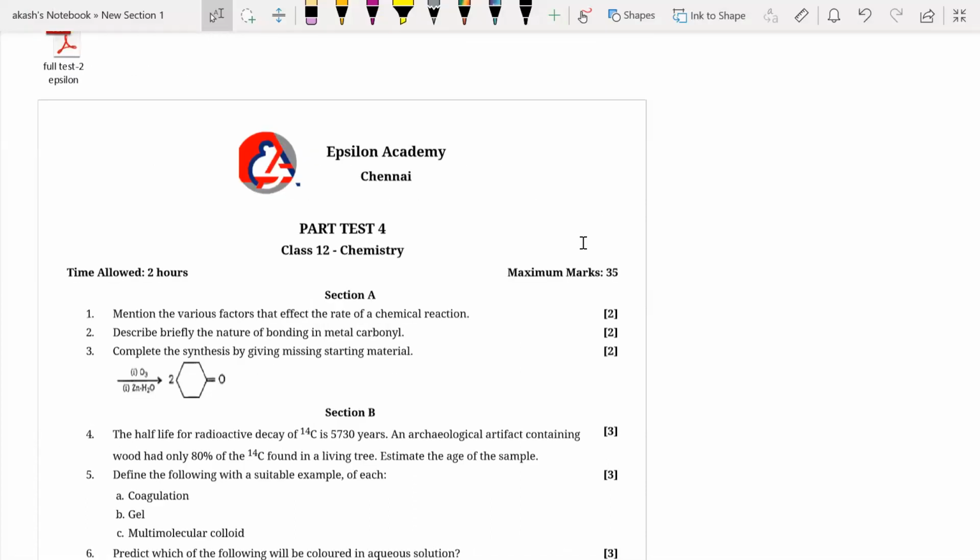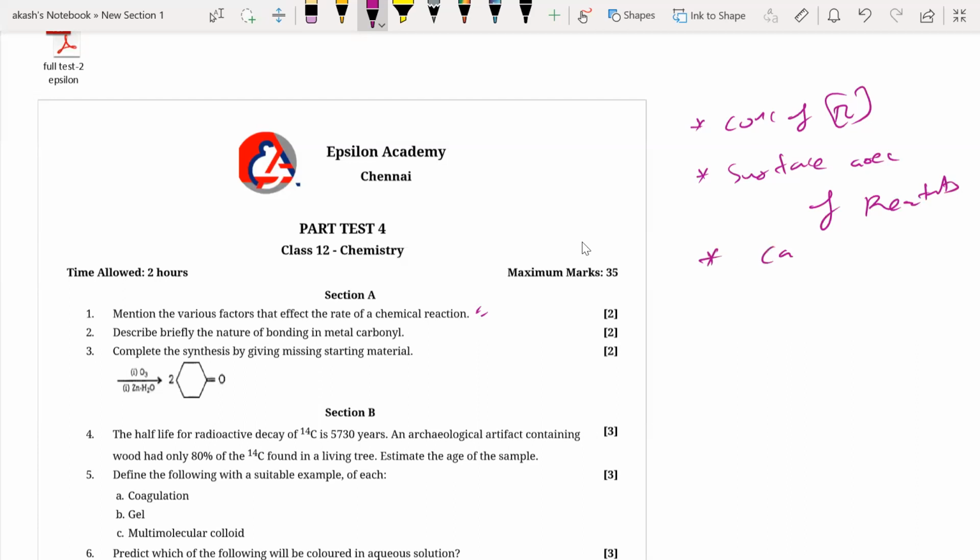So, my first question. Mention the various factors affecting the rate of the reaction. So, rate of the reaction can be affected by concentration of the reactants. Right, that we know rate law. If the concentration changes, the rate changes, right? Next would be the surface area of reactants, right? Third thing would be catalysts. Obviously, you know, catalyst will increase or decrease the rate of the reaction, right? Any other factors? The nature of the reactants. Right, in the sense that if I have gaseous reactants, that will be more reactive than liquids. Liquids will be more reactive than solids.